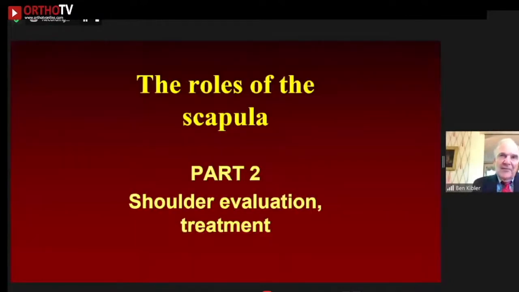All right, so hopefully I've made you interested in the scapula and its roles. So how do we evaluate this? How do we look at this? How can we start doing some treatment?